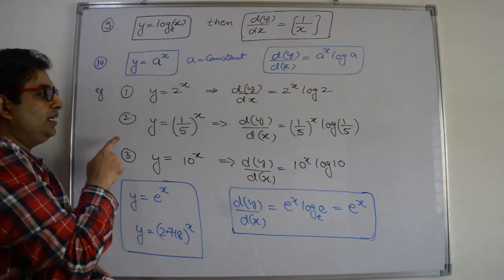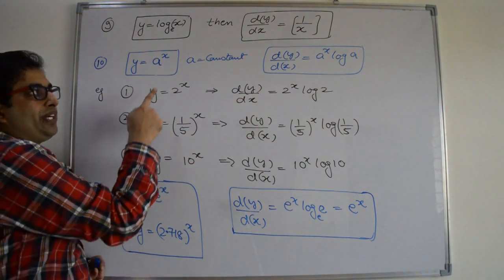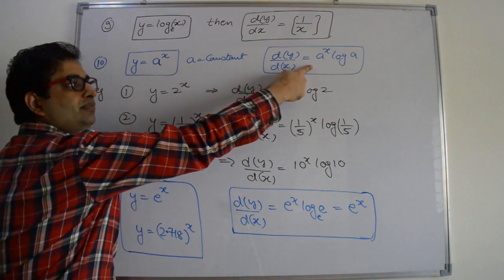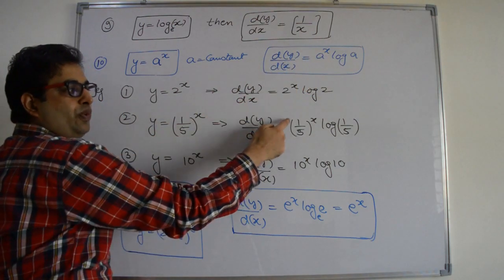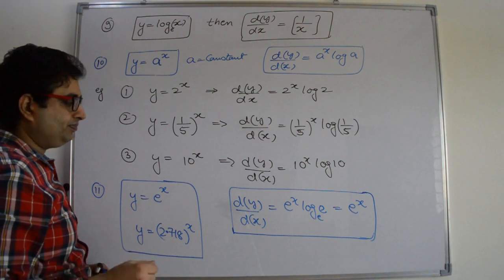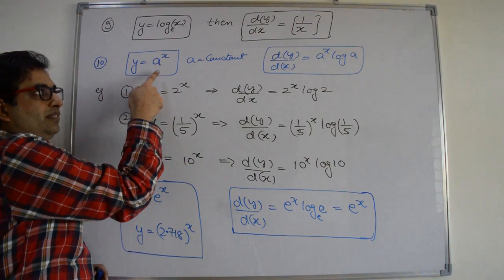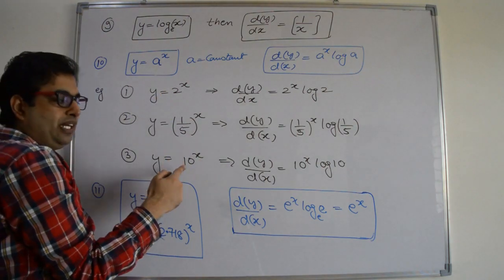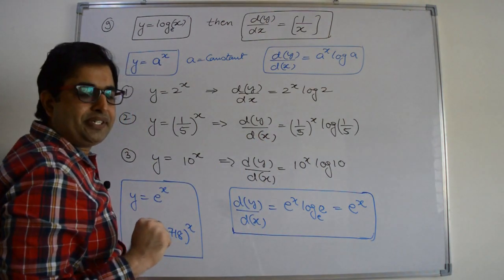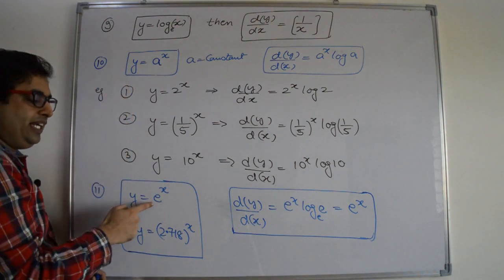Right? Second example. 1 by 5 power x. So what is a? A here is 1 by 5. Use the same formula. A power x log a. So 1 by 5 power x log 1 by 5. Right? Y equal to 10 power x. What is a? 10. Use the same formula. 10 power x log 10.